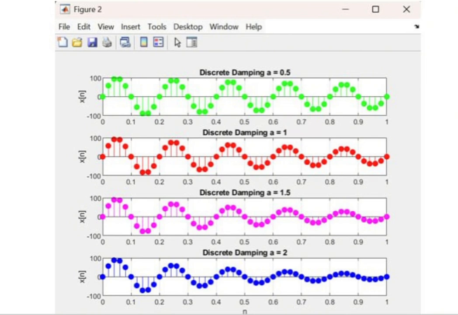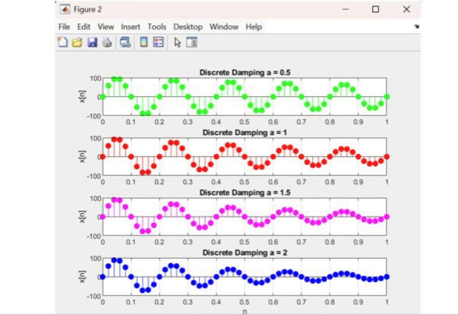For the value 1.5, the amplitude reduces rapidly because the damping effect is stronger. The oscillation becomes weaker after a short period of time. The wave cannot maintain its original amplitude for long because more energy is absorbed.